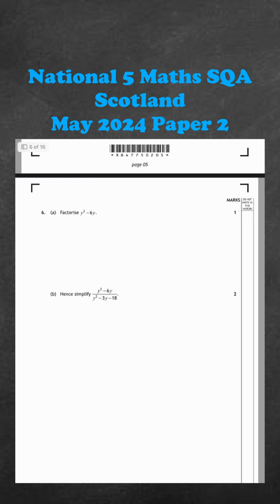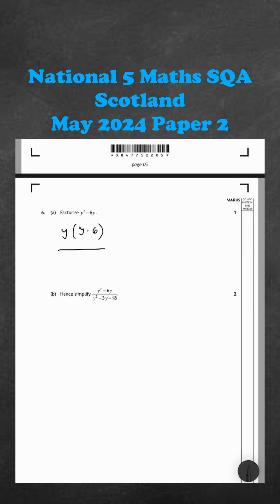Question 6. Part A. Factorise y squared minus 6y. So the only thing that's in both of those two terms is a y term. So we're going to take the y out of the bracket, and we have y minus 6 inside the bracket, and that's simply it factorised for 1 mark.